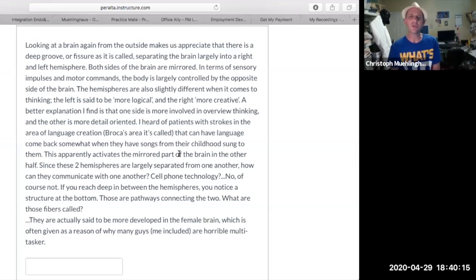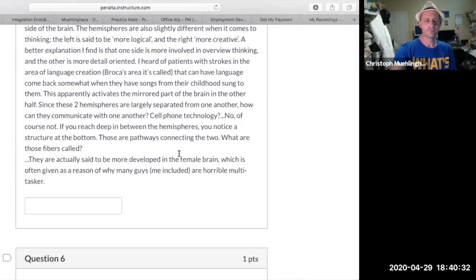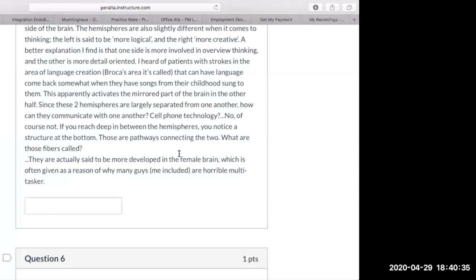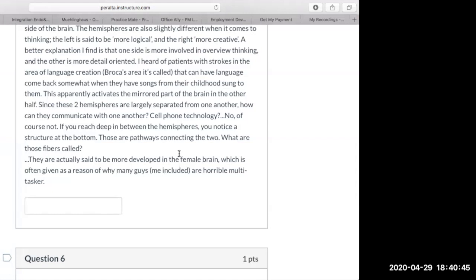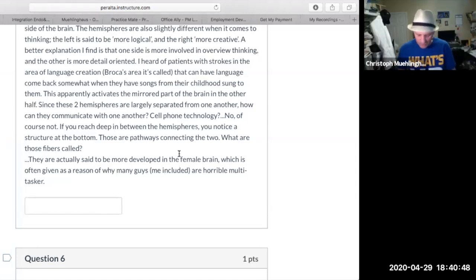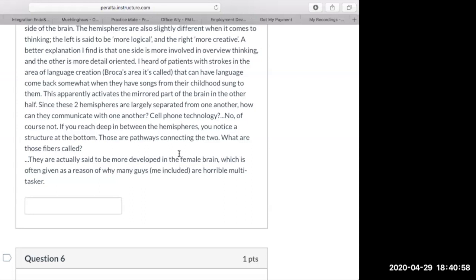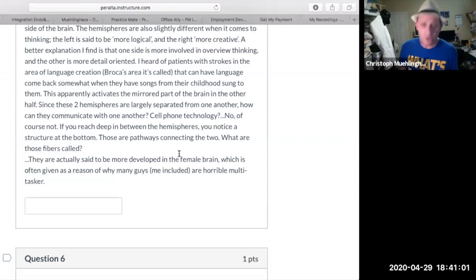Since these two hemispheres are largely separated from one another, how can they communicate with one another? Now, if you reach deep between the hemispheres, you notice a structure at the bottom. Those are the pathways connecting the two of them. What are those fibers called? Commissural fibers? Yes. And specifically? The corpus callosum? There you go, the corpus callosum, commissural fibers and the corpus callosum. Did you get that right, putting commissural fibers in or not? Do you know, Alice? Yeah, I think so, yeah. All right, cool. I'll double check, make sure, because that's absolutely the right answer too.